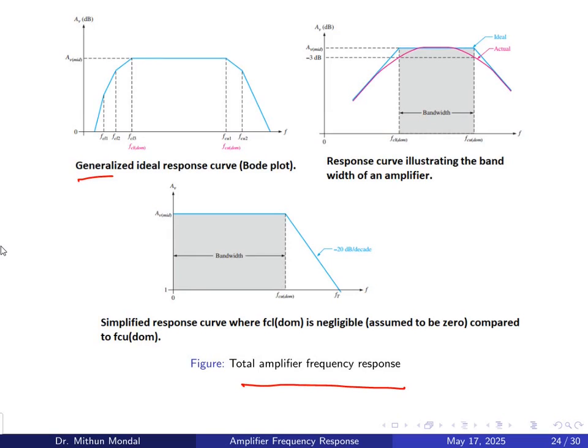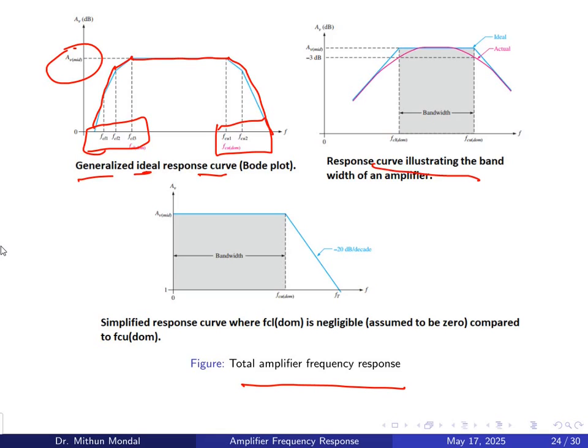This is the generalized ideal case response curve. So you can see this is the lower part and this is the upper part of the critical frequency. So first it will increase minus 20 decibel, then 40 decibel, and then it will reach the maximum. It will settle down and then it will fall again. So that is the general case.